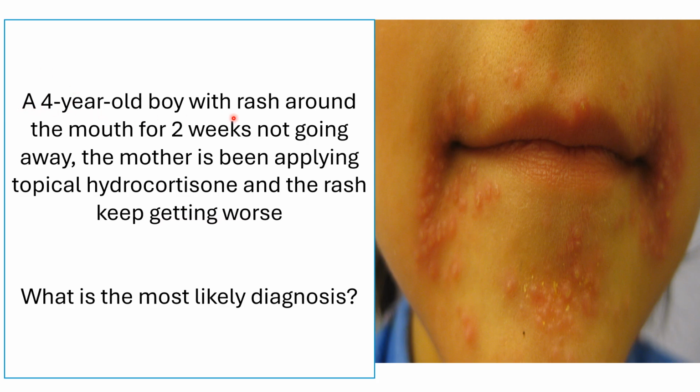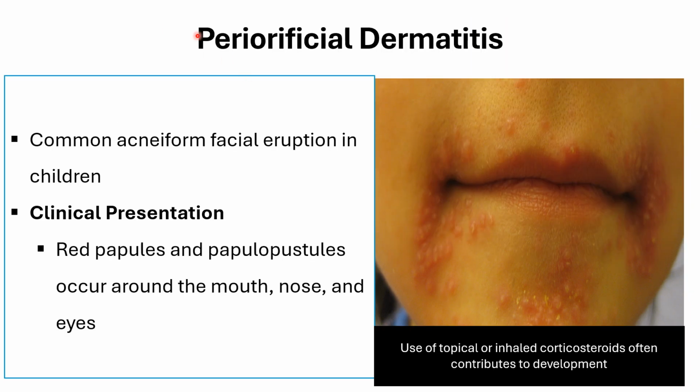Pediatric dermatology. A 4-year-old boy with rash around the mouth for 2 weeks is not going away. The mother has been applying topical hydrocortisone and the rash keeps getting worse. What is the most likely diagnosis of this rash around the mouth? The diagnosis is periorificial dermatitis or perioral dermatitis.